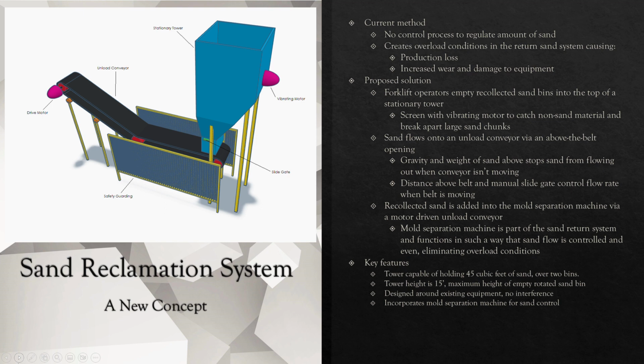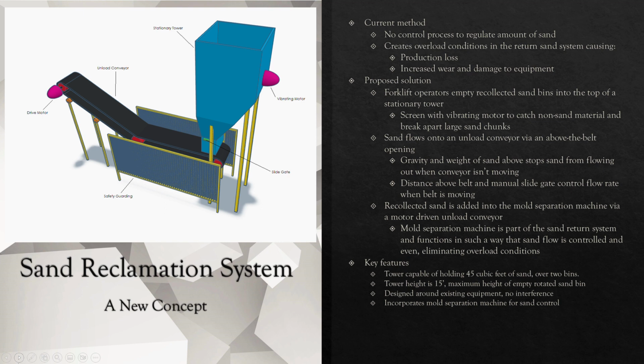The design begins with a high stationary tower standing 15 feet tall where the forklift operator will raise recollected sand bins and empty. As the bin is emptied, the sand will pass through a metal screen to collect medium to large sized non-sand material. A vibrating motor will be mounted to the exterior of the stationary tower at the height of the screen to break apart large sand chunks.